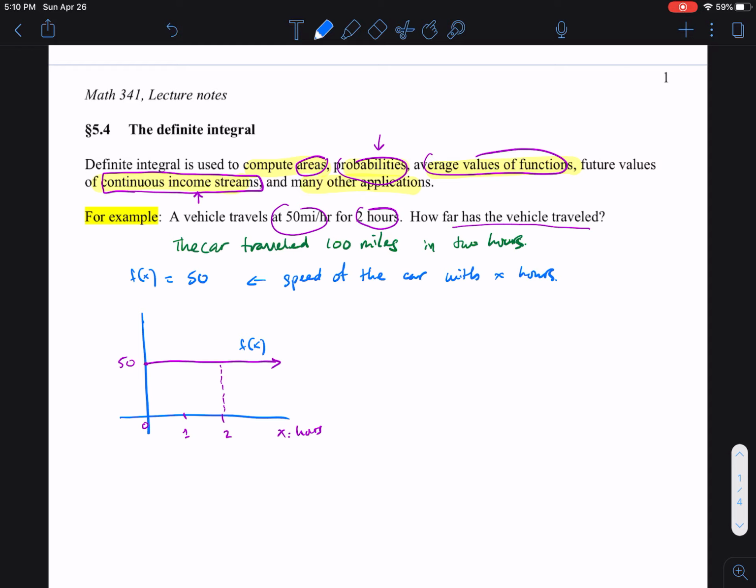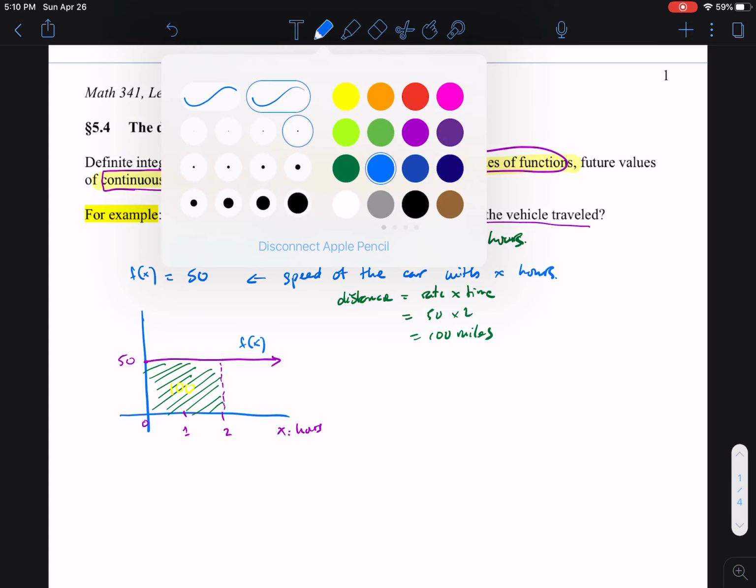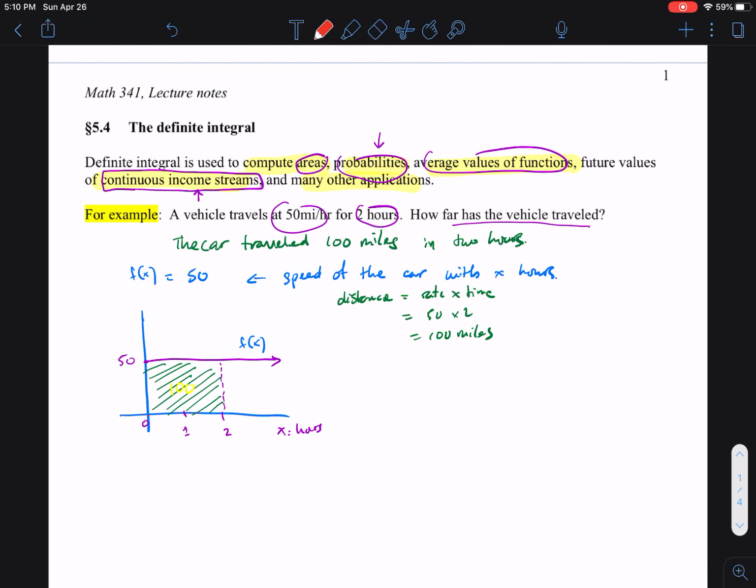So in 2 hours, you can see that the car has traveled 100 miles. How do we get 100 miles? We can say distance, using this good formula, distance equals rate times time. Rate is 50, time is 2. So that's 100 miles, pretty simple. Or if we look at the graph, notice that the shaded area is 100. This is actually 100 miles. The width, or the length, is 2, times the height, which is 50. So that's 2 times 50, which is 100.